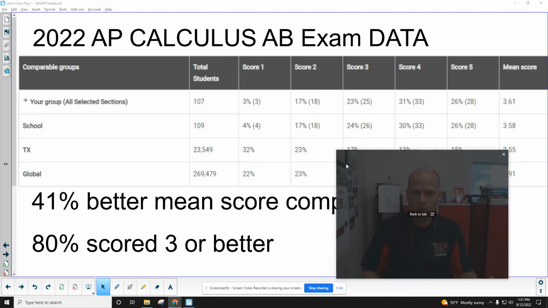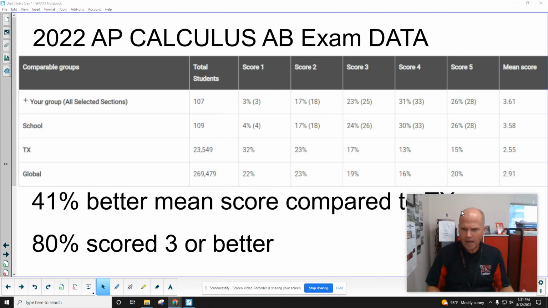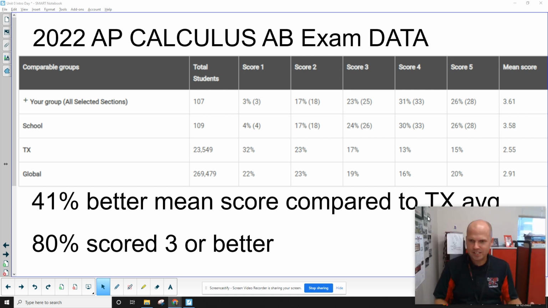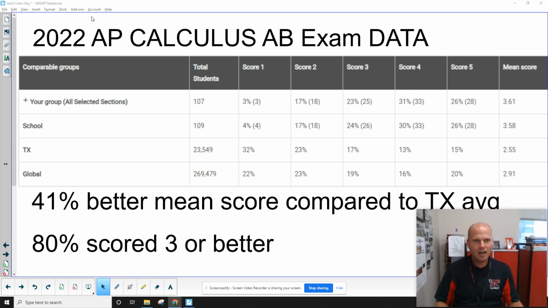Here is proof that the class is a good class and my students know their stuff. This was my students from last year, how they did on the AP Calculus AB exam. You could see passing scores started at 3; 3, 4, and 5 are passing scores. Only 20% of my students failed, 80% passed. My mean score was 41% better compared to a typical Texas student's mean score.